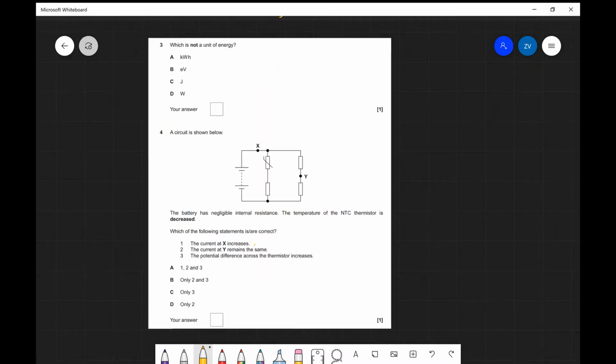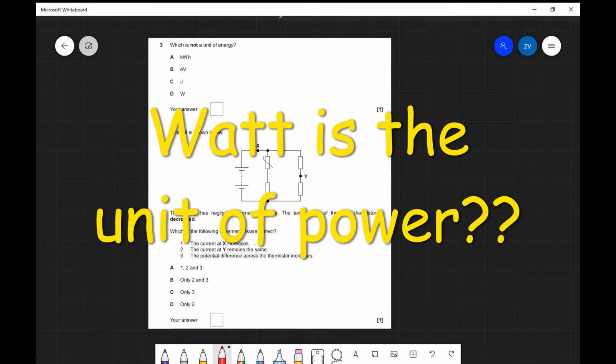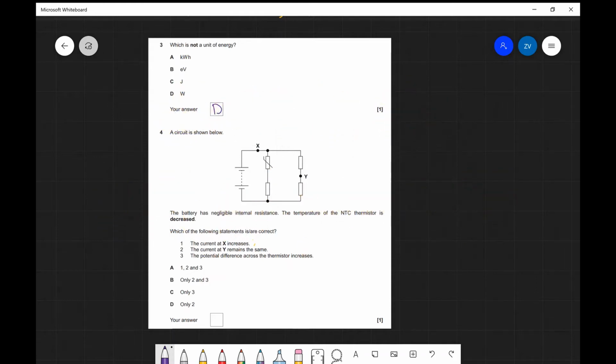Okay, question 3, which is not a unit of energy. Just scanning through these, you can immediately see that we also have the watt there, and we know that watt is the unit of power. So D is definitely not the correct answer. Just to go through all of these, so kilowatt hour, definitely a unit of energy, and this is because energy is power times time. So if you give your power in kilowatts and if you give your time in hours, what you get for the energy is the amount of energy in kilowatt hours.